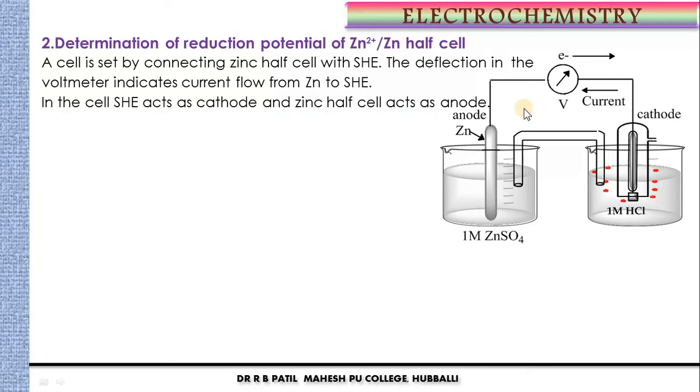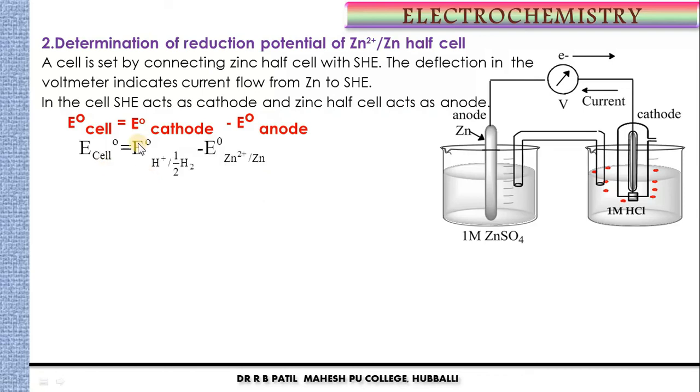Okay, let us calculate EMF of the cell. That automatically comes in this voltmeter. Okay, so the value we get in voltmeter. So E naught cell is equal to E naught cathode minus E naught anode. Cathode is our standard hydrogen electrode, so we have written H plus. This is the cathode representation, and this is the anode representation.